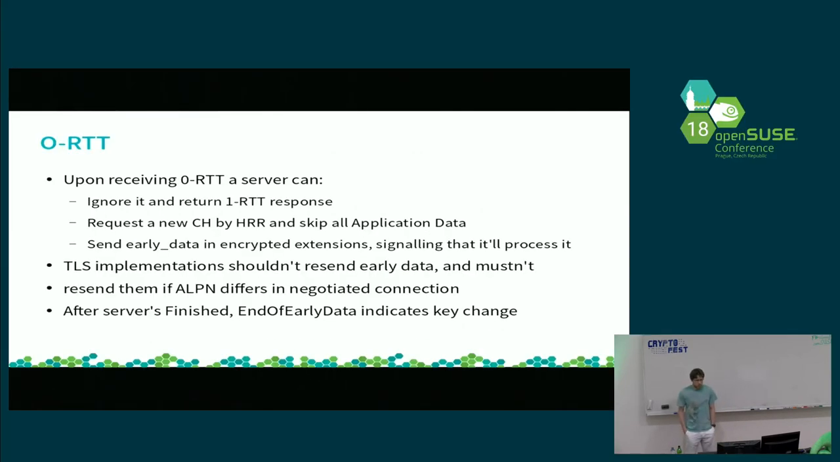Well, with the zero RTT data, the early data, it works like this: the client sends an extension saying it is able to send zero RTT data, and the server can later decide if it'll use the data or just discard it and return to the one RTT basic mechanism. Or it can agree and proceed with parsing the early data, signaling this by the early data extension.